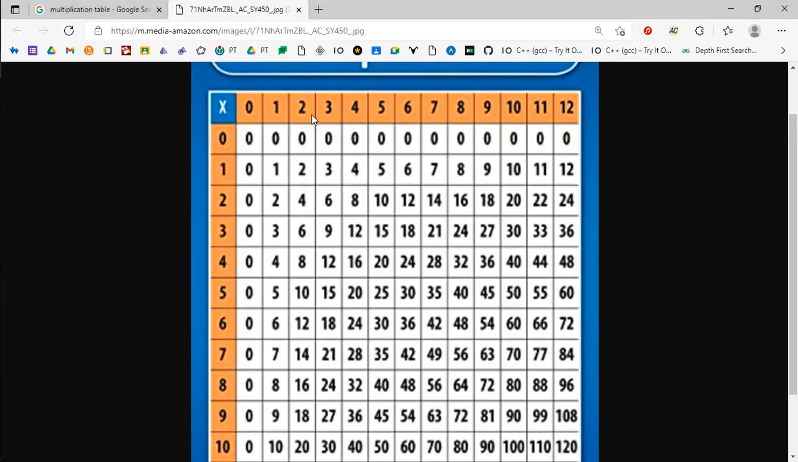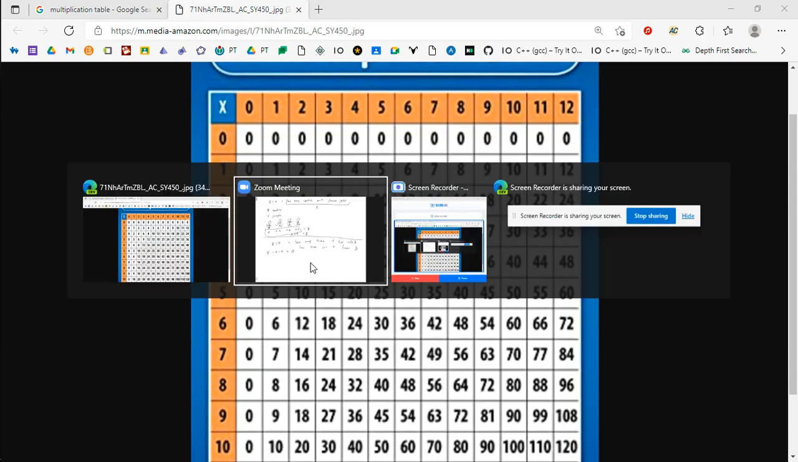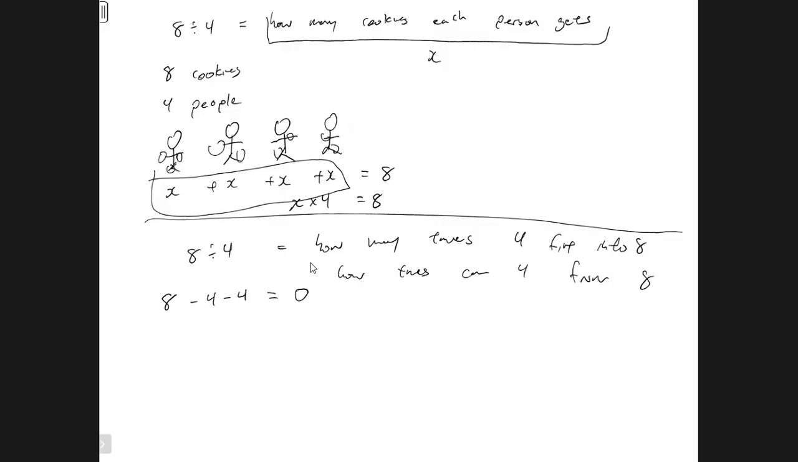You can see that 2 times 4 is equal to 8. So let me write that down. I know that 2 times 4 is equal to 8, and I also know that x times 4 is equal to 8. What do you realize? What you do realize is that x is equal to 2. It has to be 2.